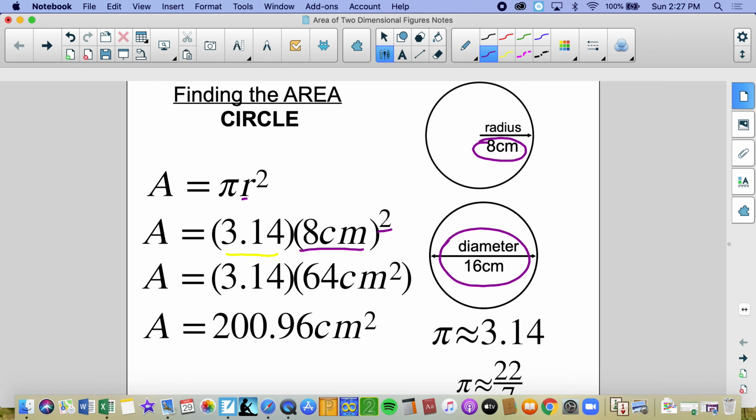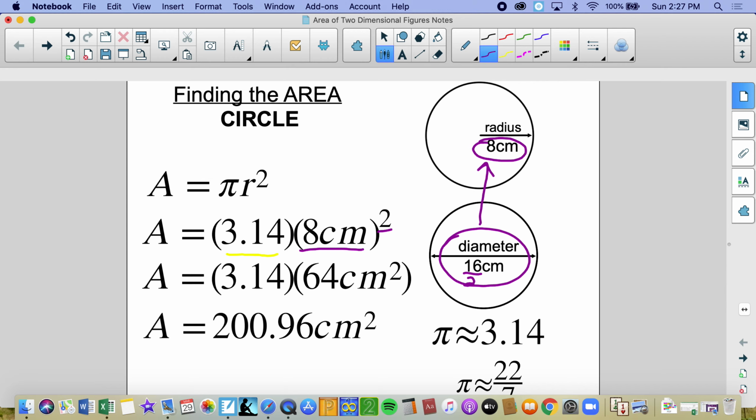Now if we look at the diameter, we know that the diameter is twice the radius, so we would just divide by 2, which would give us our radius. The only formula we would ever use is with radius. You would never use diameter when doing the area of a circle. It only works with radius, so if you're given the diameter, you have to find the radius.